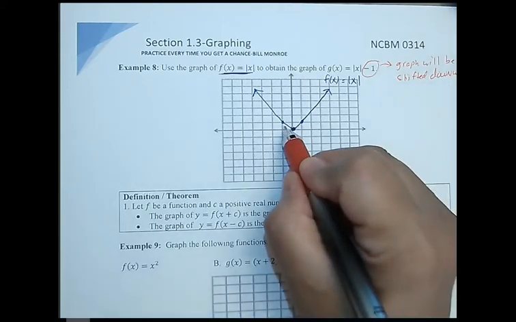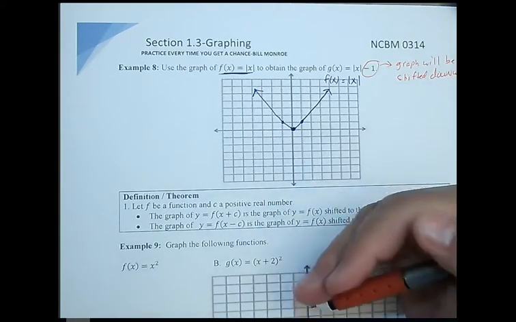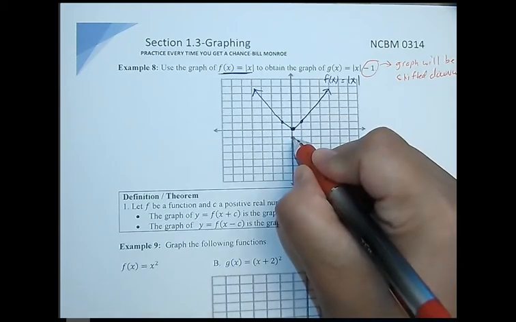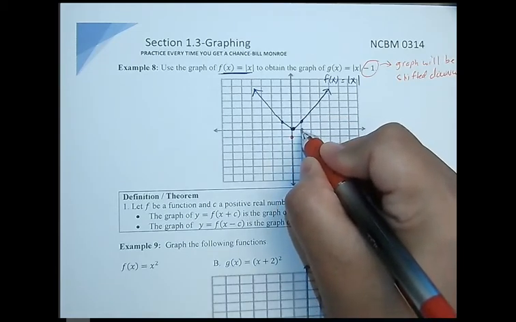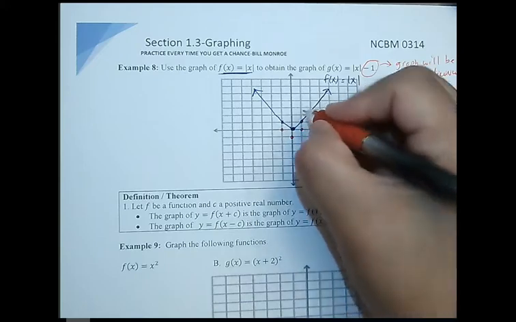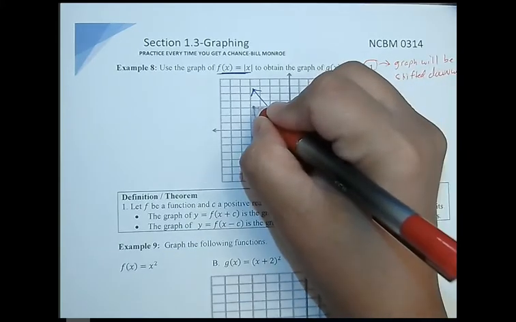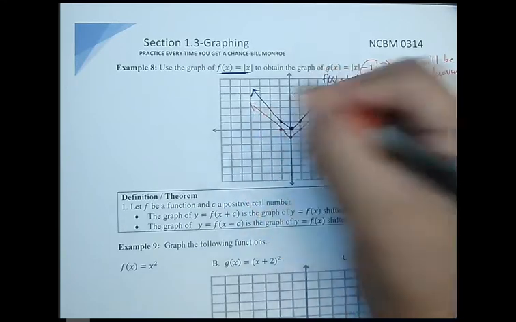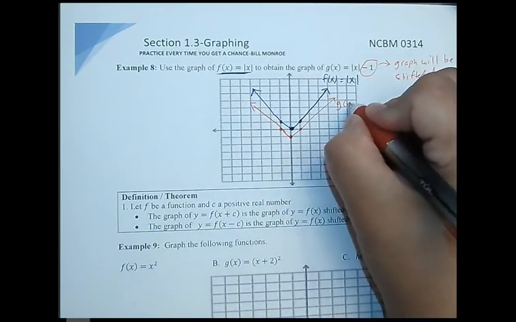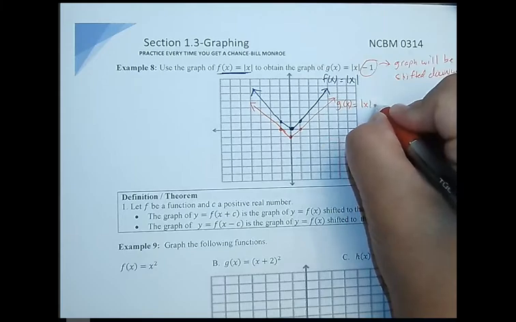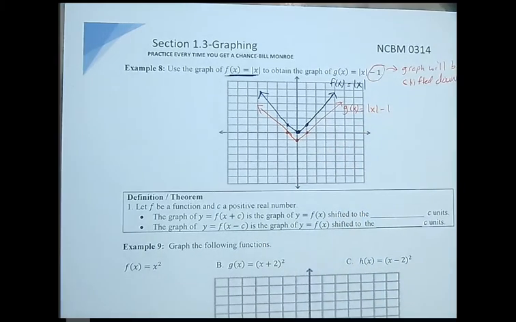So we can take some points from this graph and shift them down. So this point will come down 1, this point will come down 1, and this will come down 1. So my new graph will be this one here. Okay, so this is g of x is equal to absolute value of x minus 1.